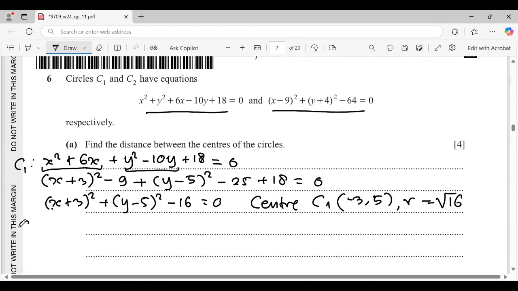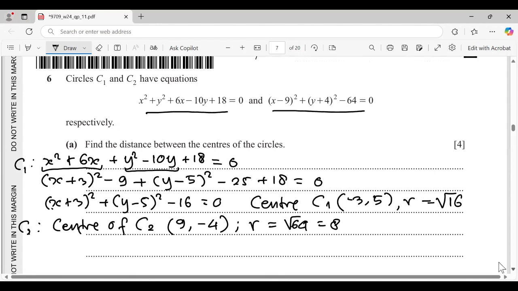Next, for the second circle, C2, I would like to find the center. All right. So the center of C2 is 9, comma minus 4. Okay. And radius square root 64, or 8.